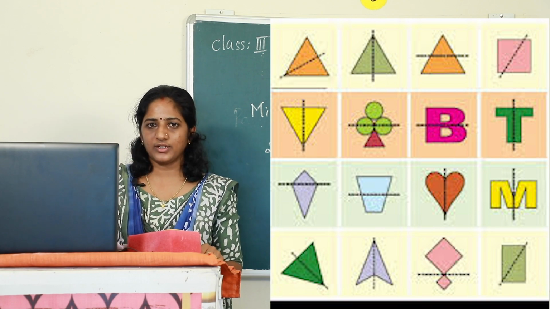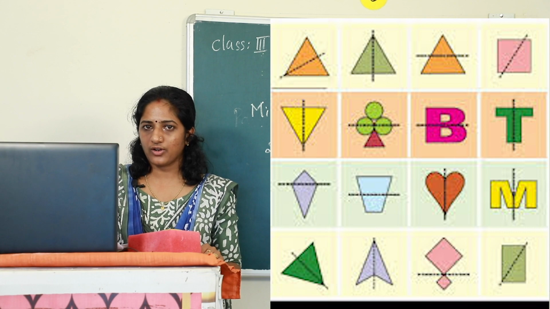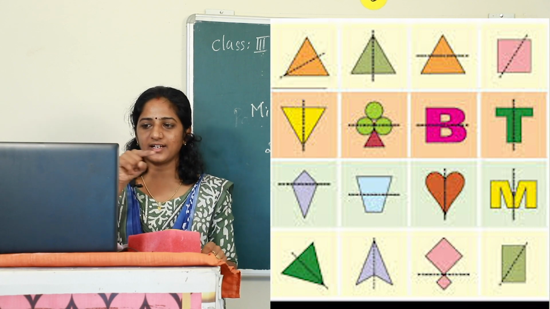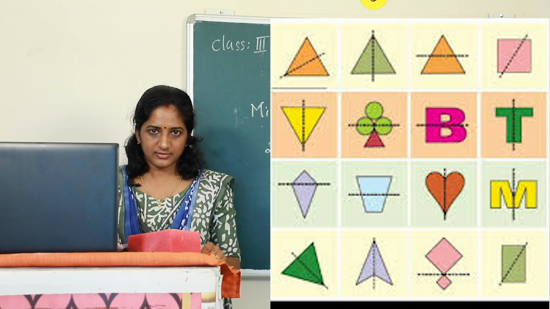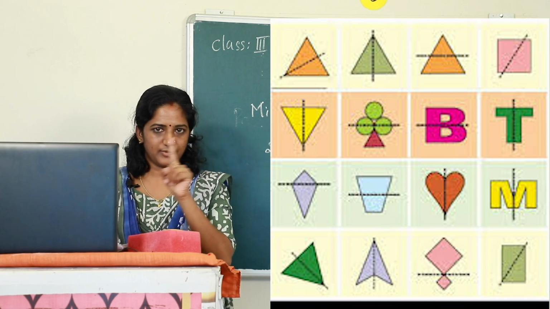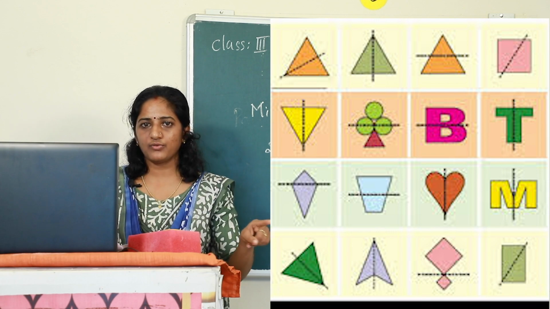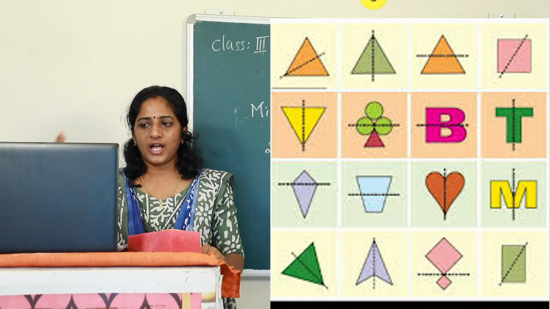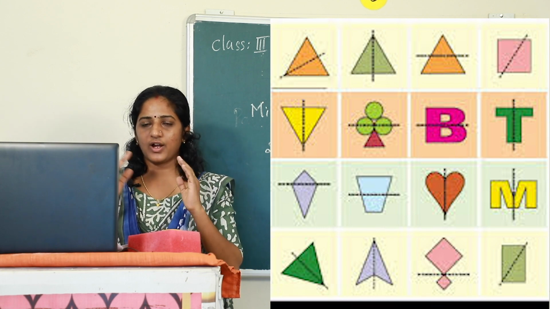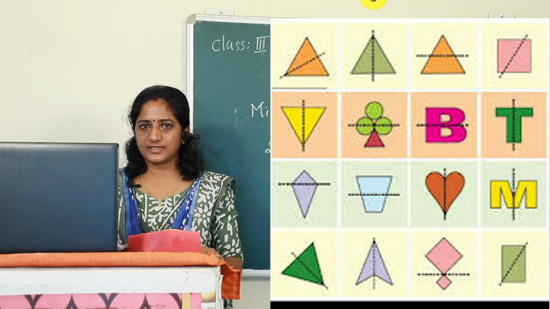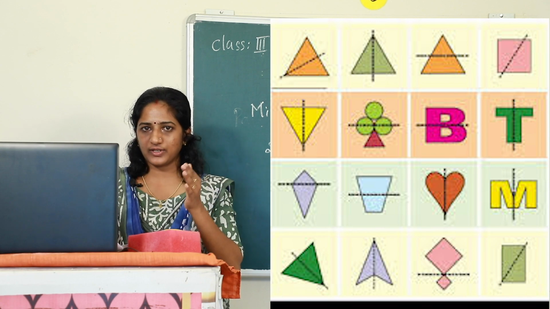Now come to the next one. Yes or no? Yes, that line divides the figure into similar halves. Next figure, is it so? No, that line does not divide the figure into similar halves. And the last one, yes, that divides into similar halves. Now you understand what mirror half is?